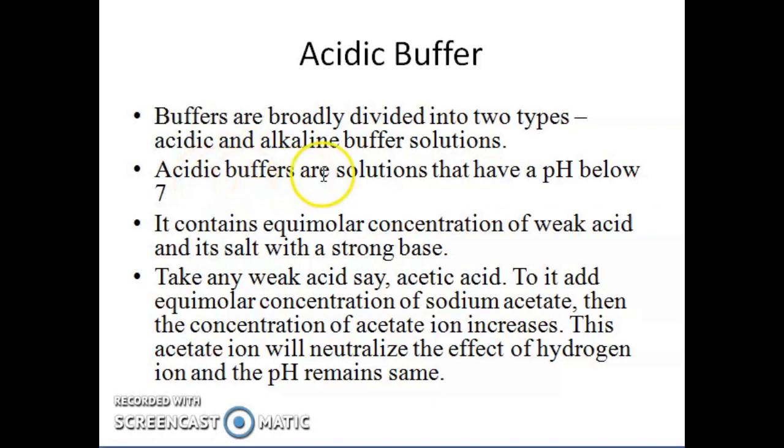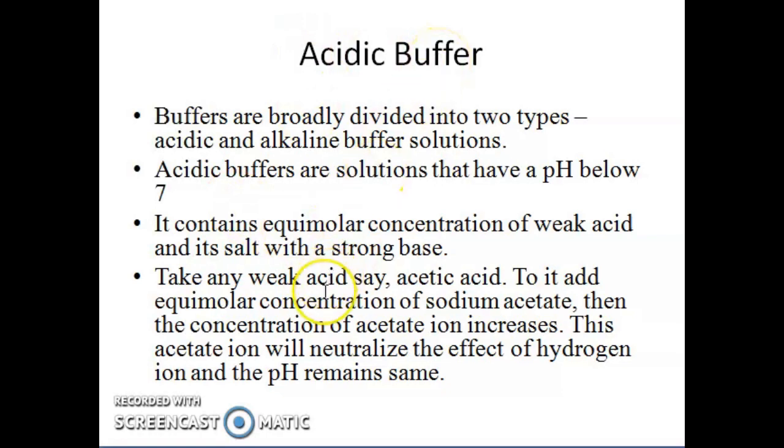So acidic buffers are solutions that will have a pH below 7 and will contain equimolar concentration of a weak acid and a salt with a strong base. If this combination of buffer solution is prepared, that is equimolar concentration of a weak acid and its salt with a strong base, then that particular solution will have a pH value less than 7 and we call that an acidic buffer.